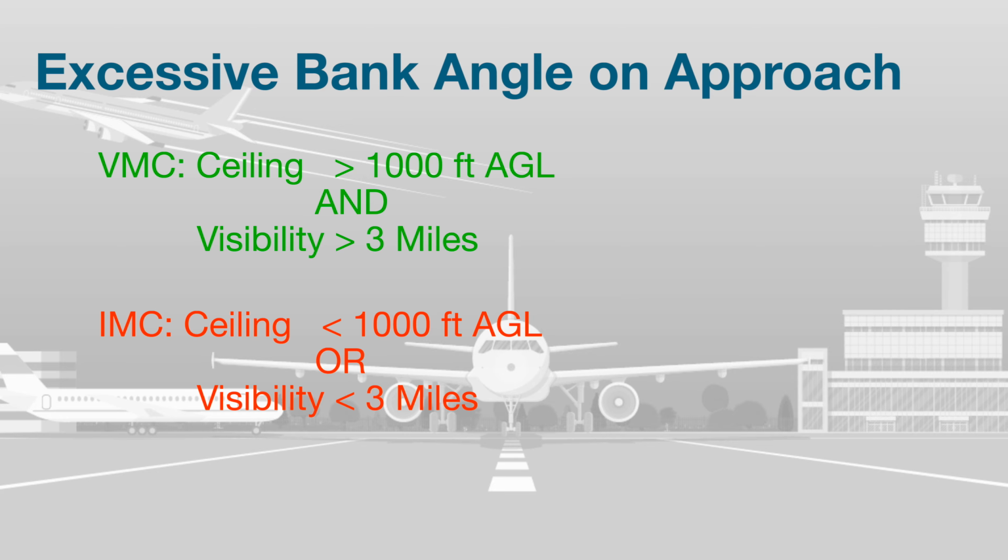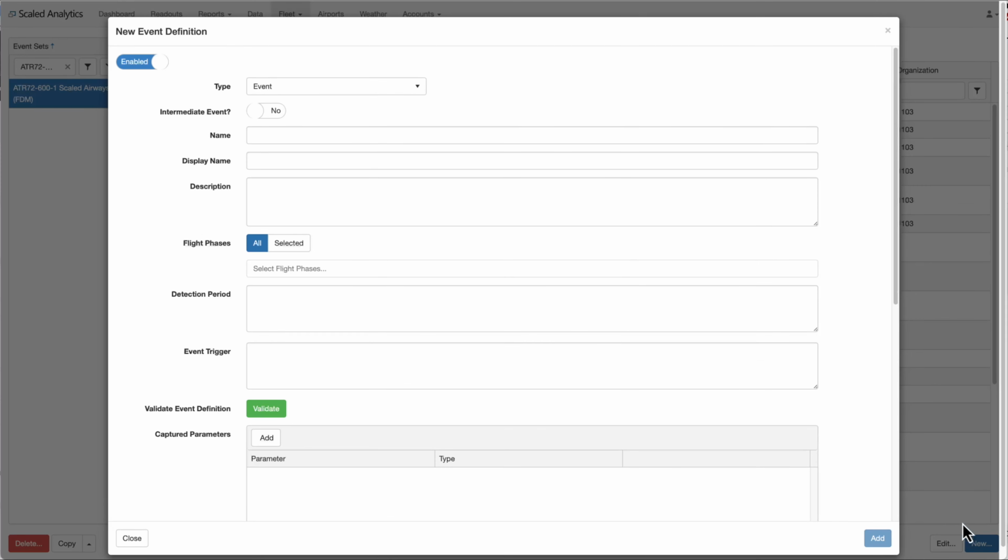Let's get started. We're going to start off by creating two intermediate events. One event for setting the limits in IMC conditions and the other for setting the limits in VMC conditions. We can tell Sky Analyst to treat these events as intermediate, so don't worry about them affecting your safety statistics. Intermediate events are only building blocks for advanced events.